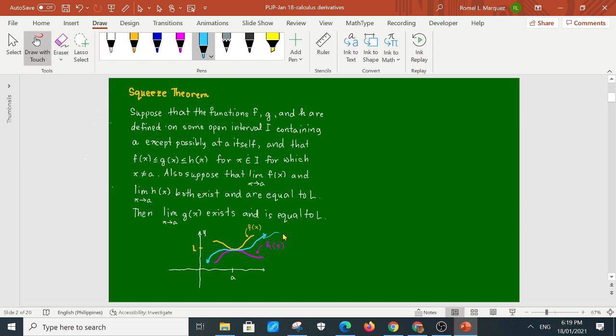So this function is g of x, that graph. If the limit of the yellow as x goes to a is L, and the limit of the pink is also L, then the limit of g of x is also L, as long as the requirements in the Squeeze Theorem for f and h are satisfied. Okay? So it is squeezed, no? Kaya, we are forced to take the limit of g of x equal to L also, as x approaches a.